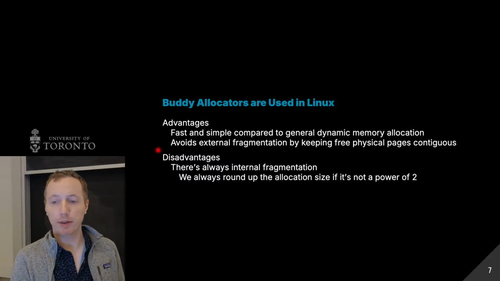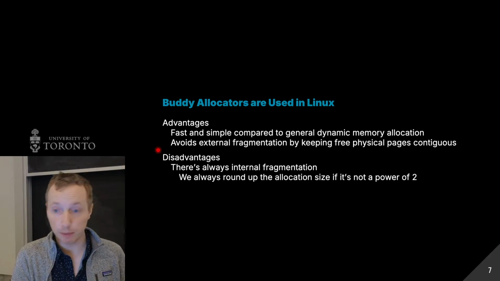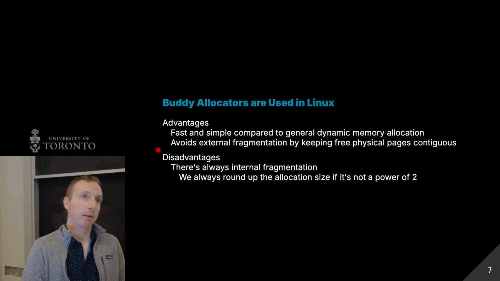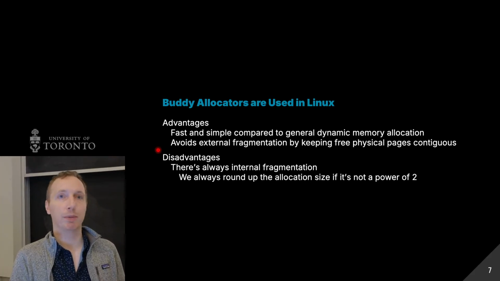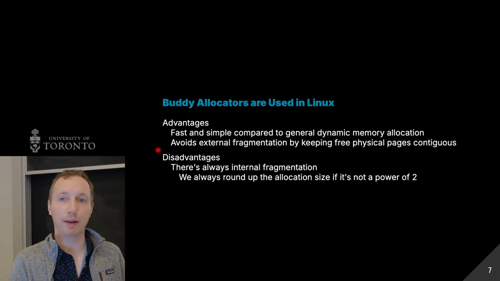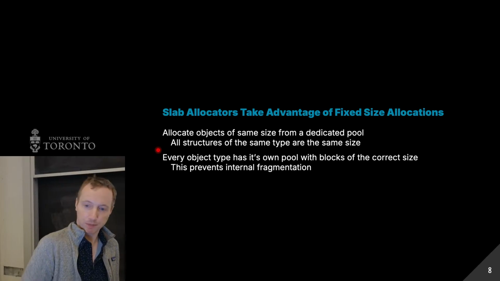But the disadvantage is there's going to be some internal fragmentation if the user does not request a power of 2, because we have to round it up. If you're the Linux kernel and you're the only one using it, you're probably using powers of 2 anyways, so that's not much of a disadvantage. So that's why they would use something like that.